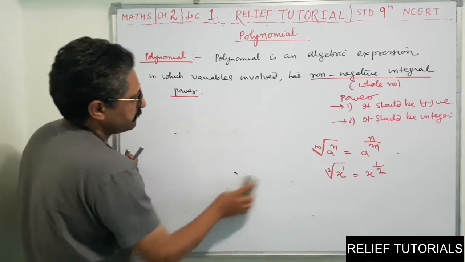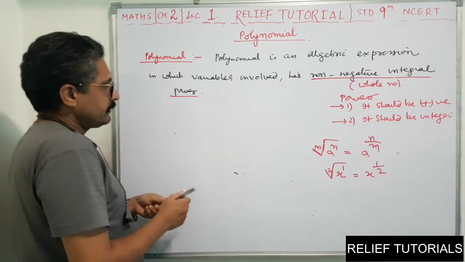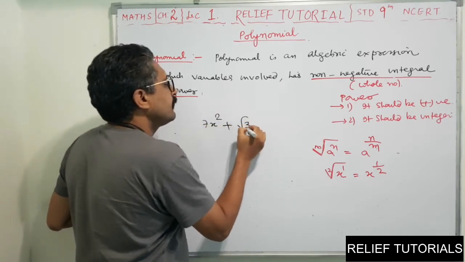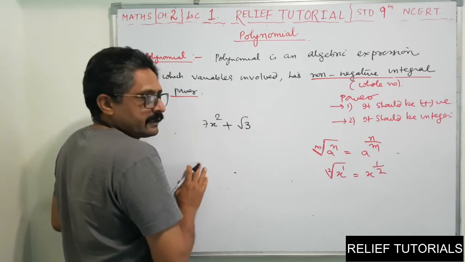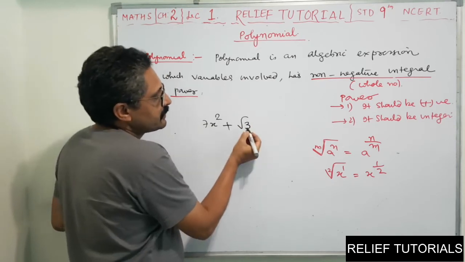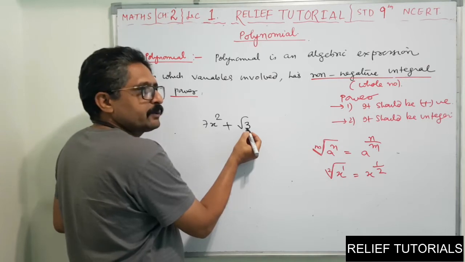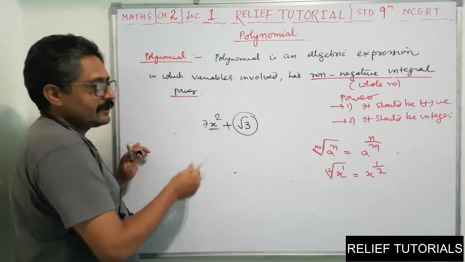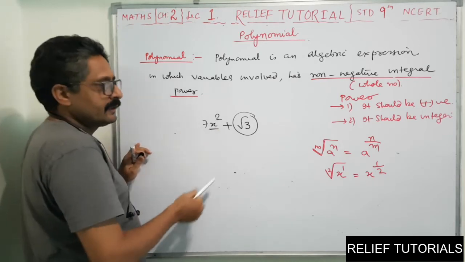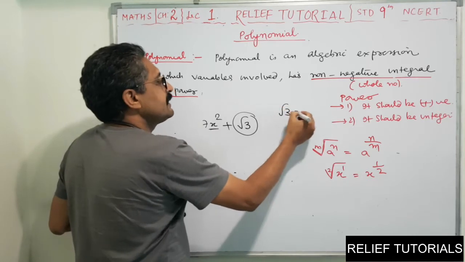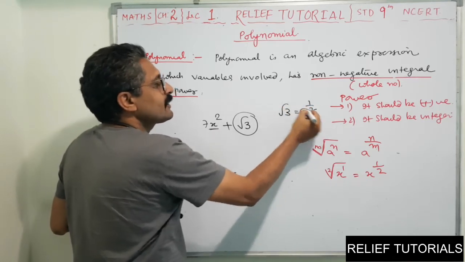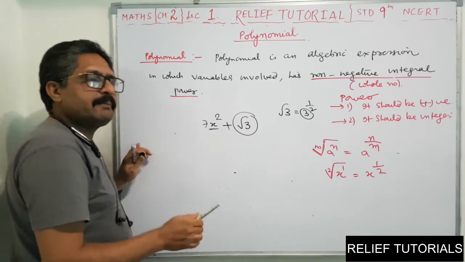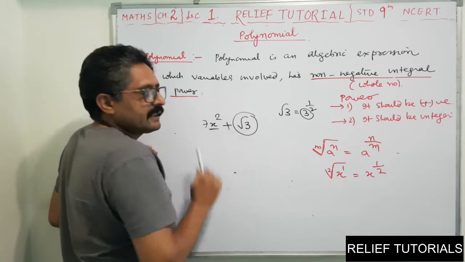See here. Is it a polynomial? Yes. Why? Because here there is root 3. This is not a variable. You have to look only at the variable. So here the power of variable x is 2. Root 3 can be written as 3 raised to 1 by 2, but this 3 is not a variable, it is a constant term. You have to look just at the power of a variable, not any term. So this is a polynomial.